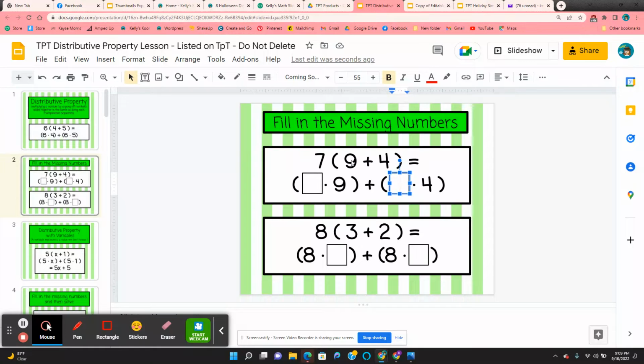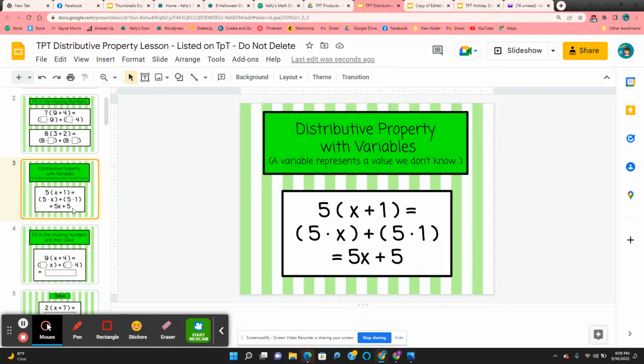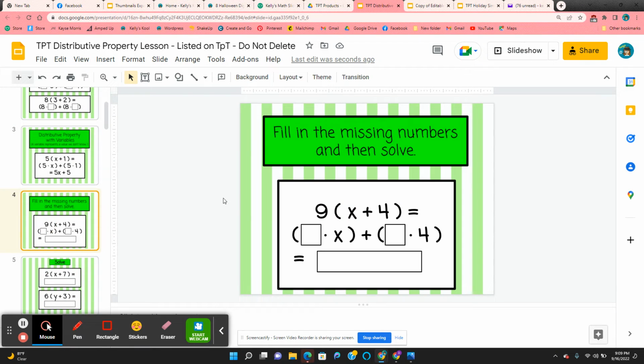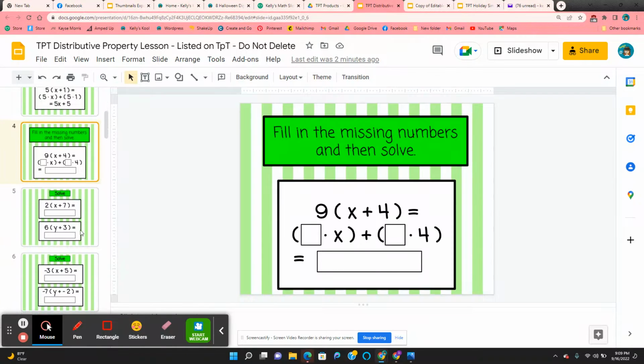Okay, so 7 times 9, so this would be a 7, and 7 times 4. So these would both be 7s. And then the second one, 8 times 3, so this would be a 3, and this one a 2. And then it gives them a little bit more difficult distributive property, this time with variables. And again, they're going to fill in the missing values and then the answer at the end.